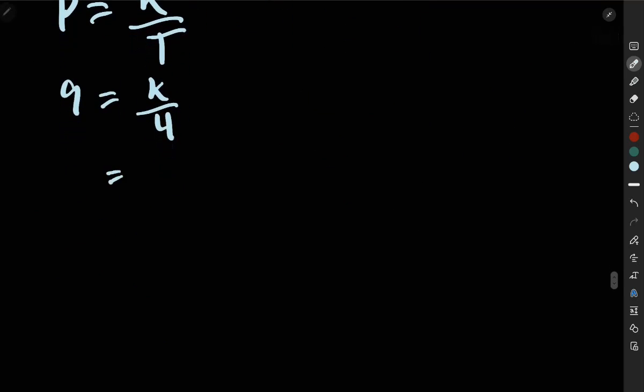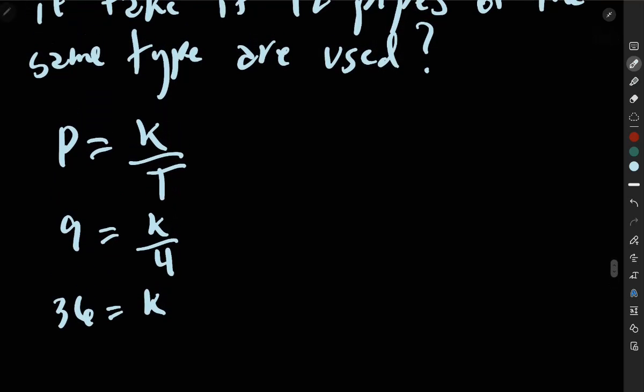So we're gonna solve for K. 9 times 4 is 36. So our equation now is P equals 36T. So we're gonna use this equation to solve the problem.